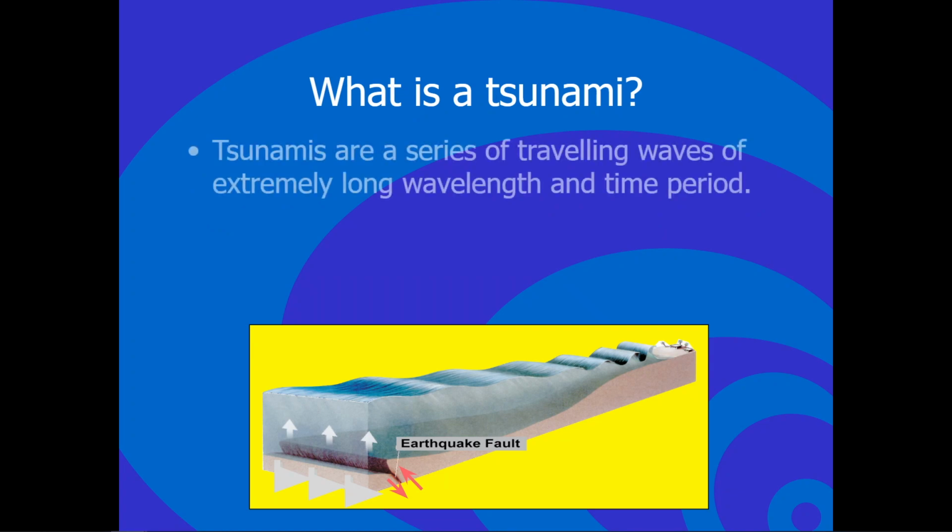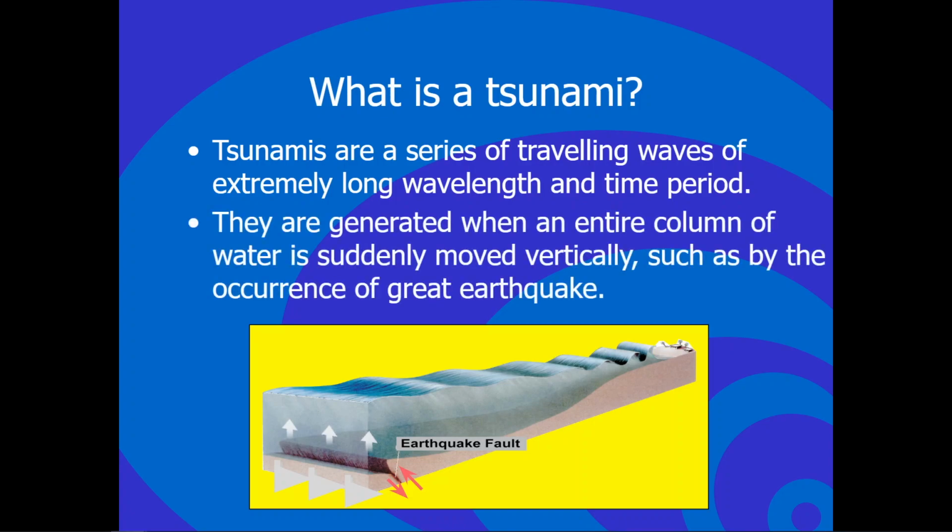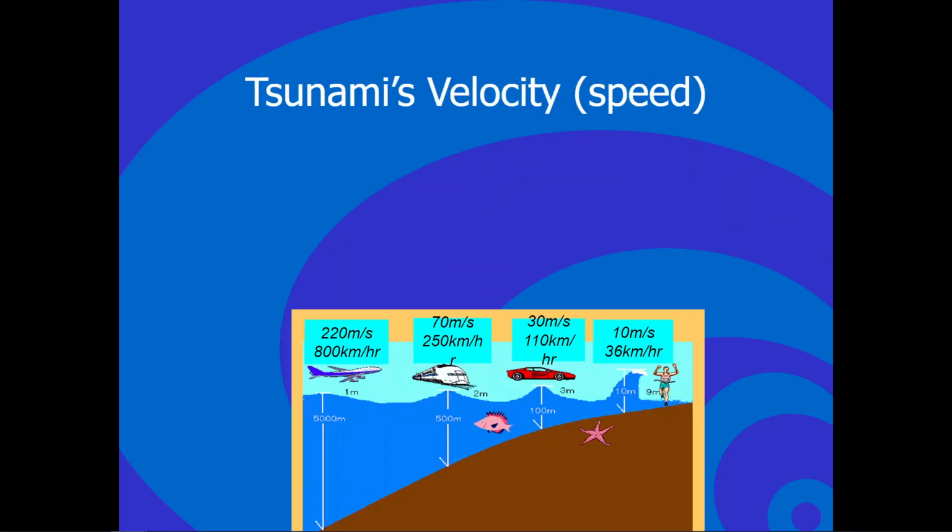A tsunami is simply a series of traveling waves that have an extremely long wavelength and time period. All right. So they're generated when an entire column of water is suddenly moved vertically, such as the occurrence of a great earthquake. All right, so let's get into what's up with tsunamis and why they're so dangerous.